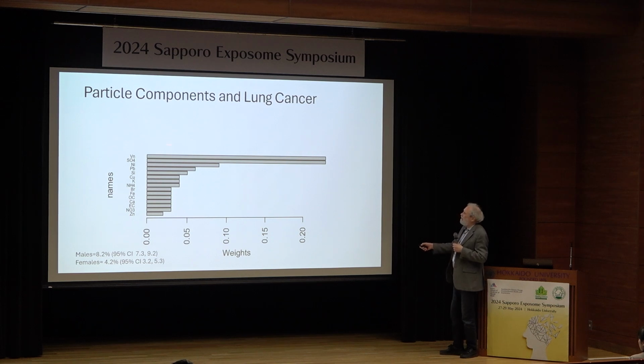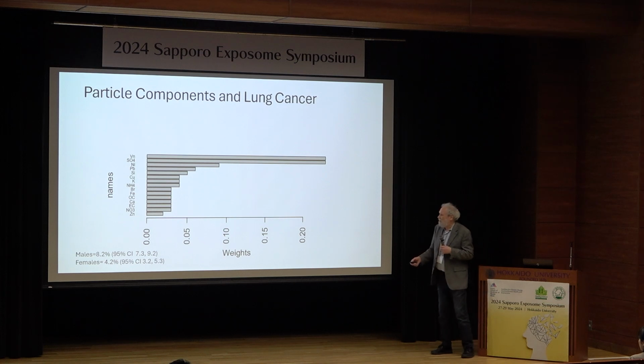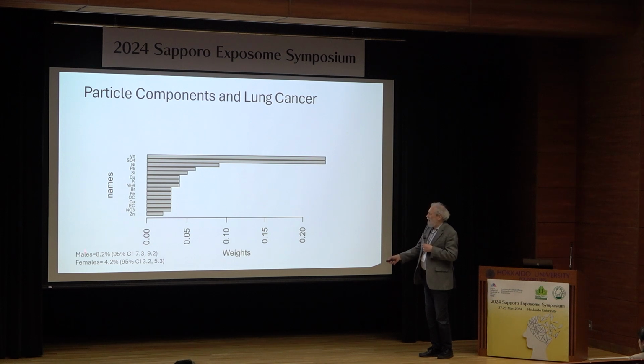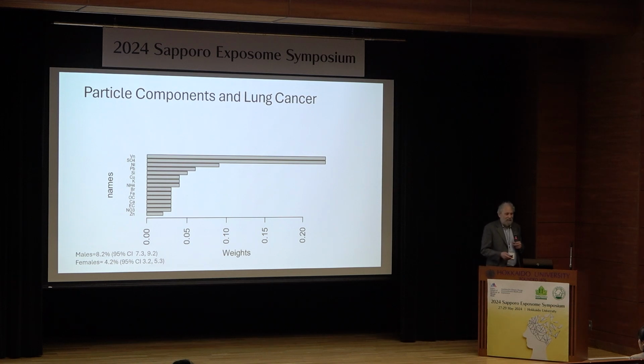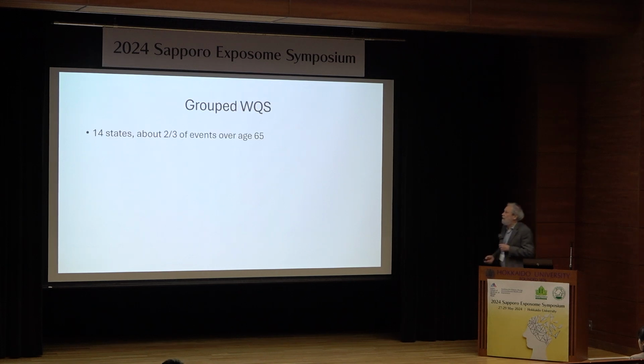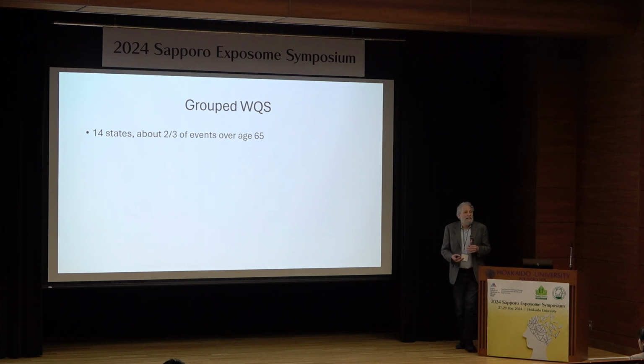And for lung cancer, vanadium and sulfate, nickel is now important. My favorite metal is important. EC, nitrate, OC, not so much. The overall risk per decile increase for males is about an 8.2% increase per decile. For females, it was half that. So we were seeing effect modification by gender. All right. Now, that's throwing them all into one group.